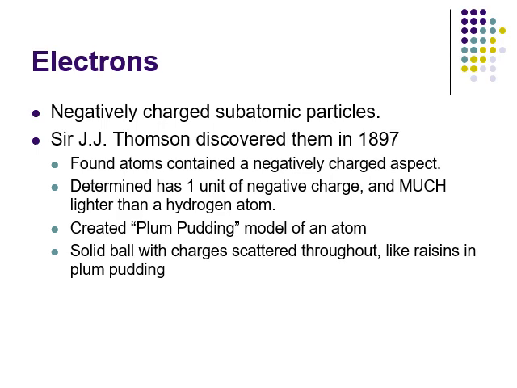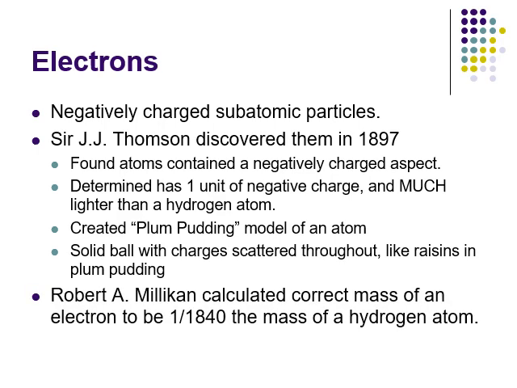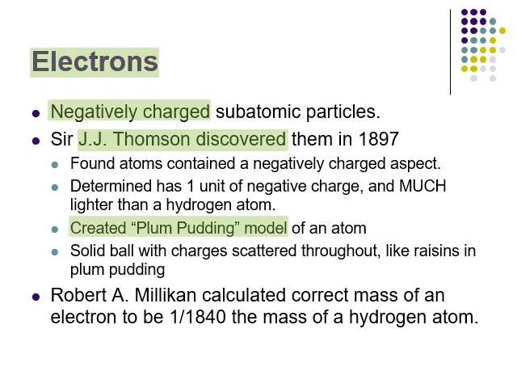Think of it more like the chocolate chip cookie model of the atom or the blueberry muffin model of the atom, where you have your batter and then you have chocolate chips or blueberries scattered throughout it. Those blueberries or the chocolate chips, those would be the electrons in the atom. And I think that makes a lot more sense. Much later in the 20th century, Robert Millikan calculated the correct mass of an electron to be 1/1840th the mass of a hydrogen atom, or about 2,000 times lighter, as I said earlier.